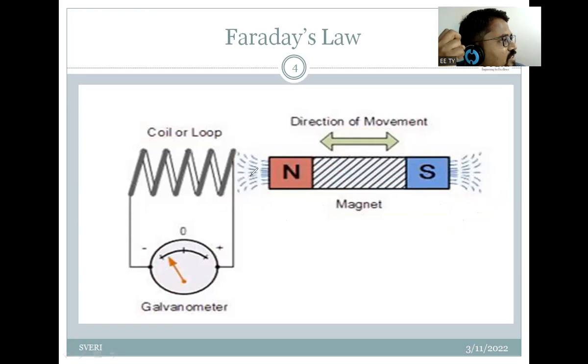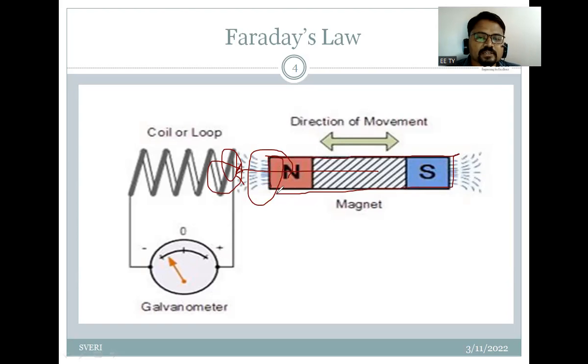Whenever a field is there, magnetic flux is also there. Whenever he moves this coil towards this magnet, the flux linking with the coil is going to change. Consider the stand-still position of the magnet. When he moves this magnet towards this coil, the magnetic flux is going to change.